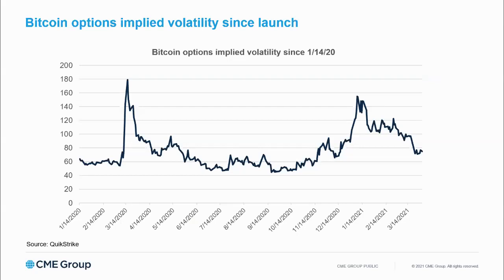So what is that telling us? It's telling us that the options market is predicting that the futures price is going to fluctuate pretty substantially. It spikes all the way up to 180% back in March and April of 2020, then comes back down to earth and hovers around that 60% level. Then it spikes back up in January of this year to almost 160%, and then back down.